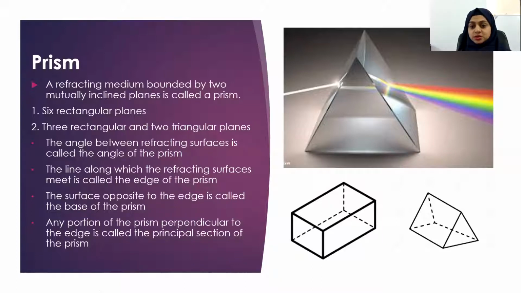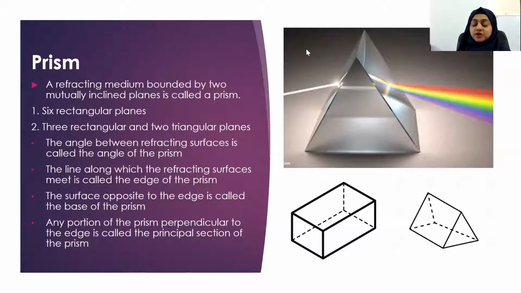So these are the two mutually inclined planes. Here you can see the two mutually inclined planes, and then this is a different medium from the surrounding. If this is air, what we have here is glass. So a refracting medium bounded by two mutually inclined planes is called a prism.